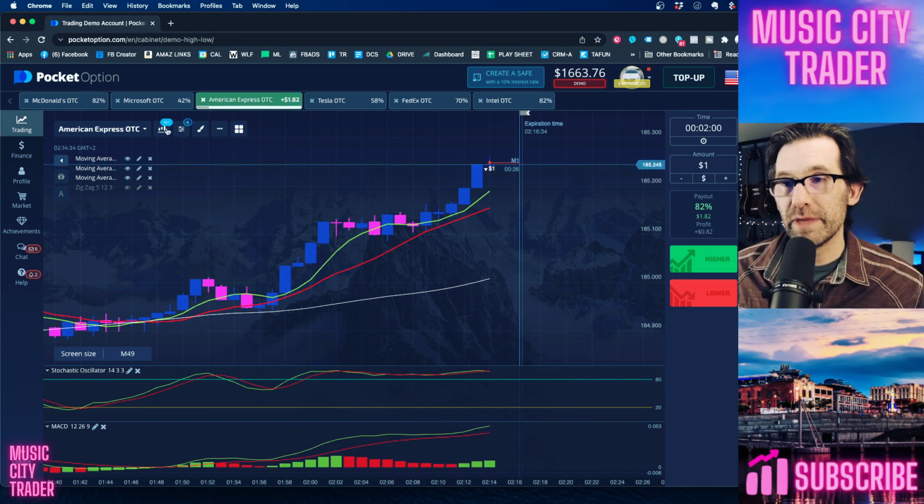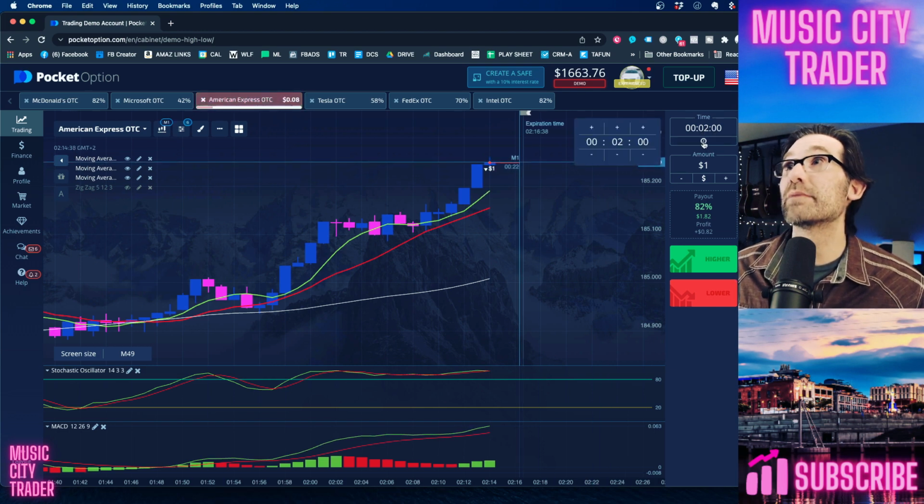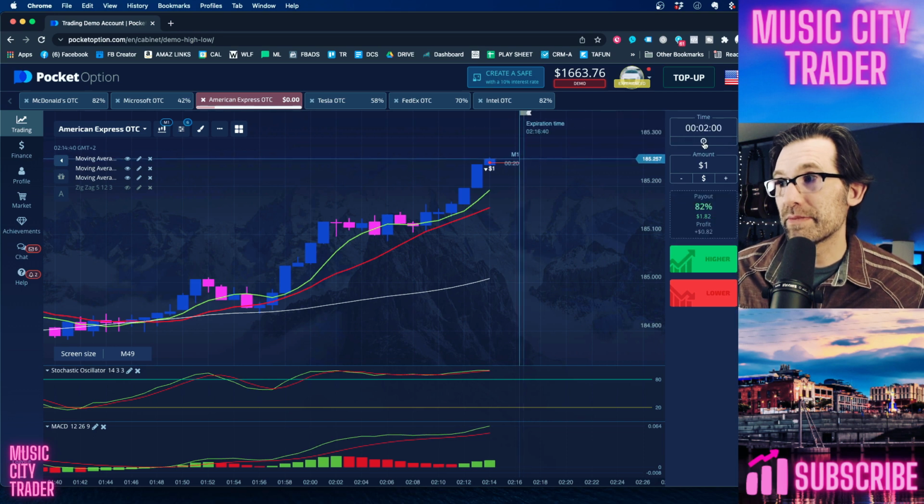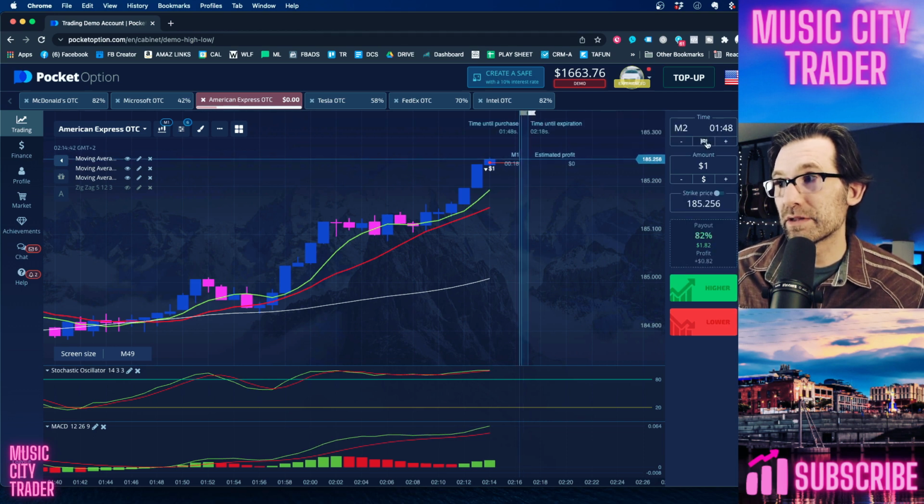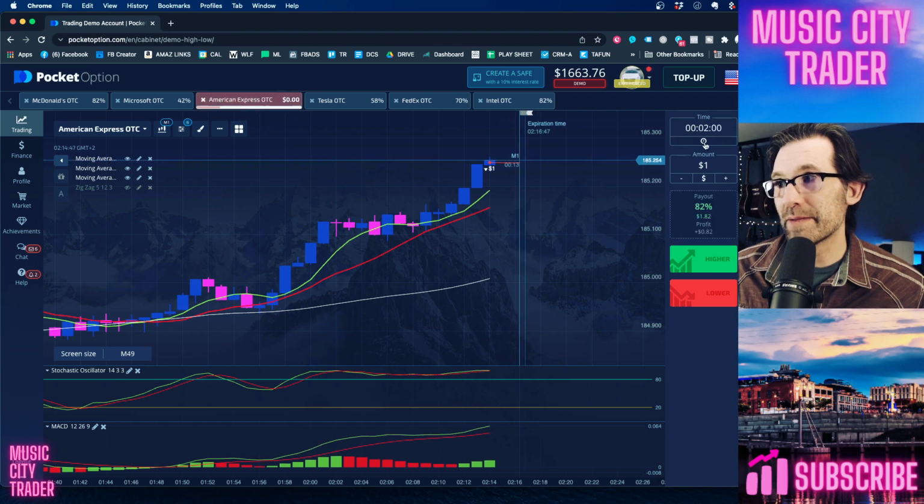So you're at 1 minute candles. You're at 2 minute bids. And it's very important that you look at the bid calculator time thing. There's a little flag. If you click on the little flag, it says M2. This is not the one you want. You want to click on the timer and click 2 minutes.